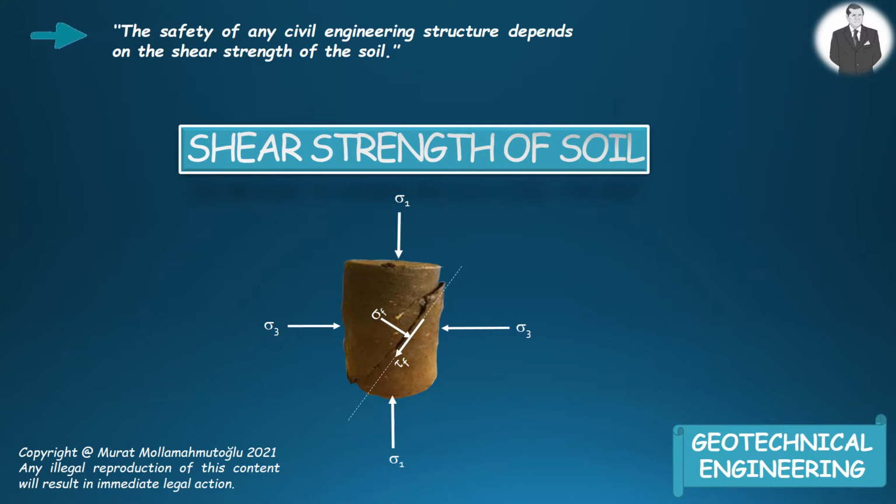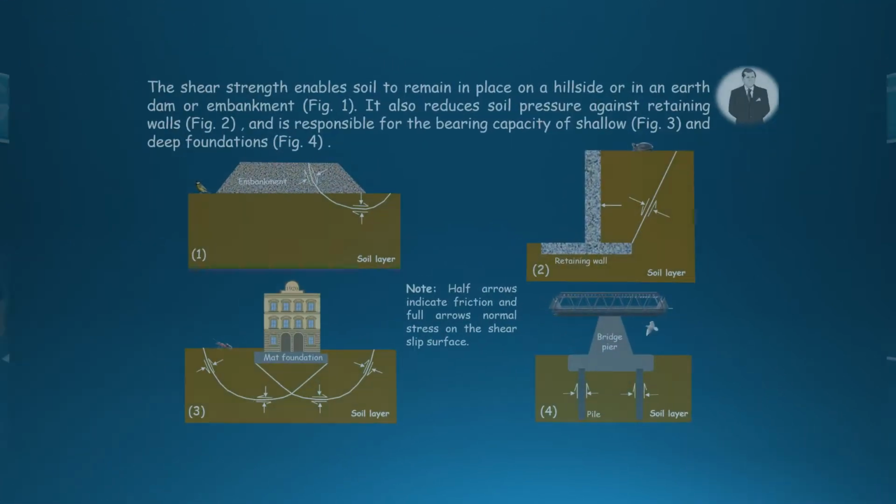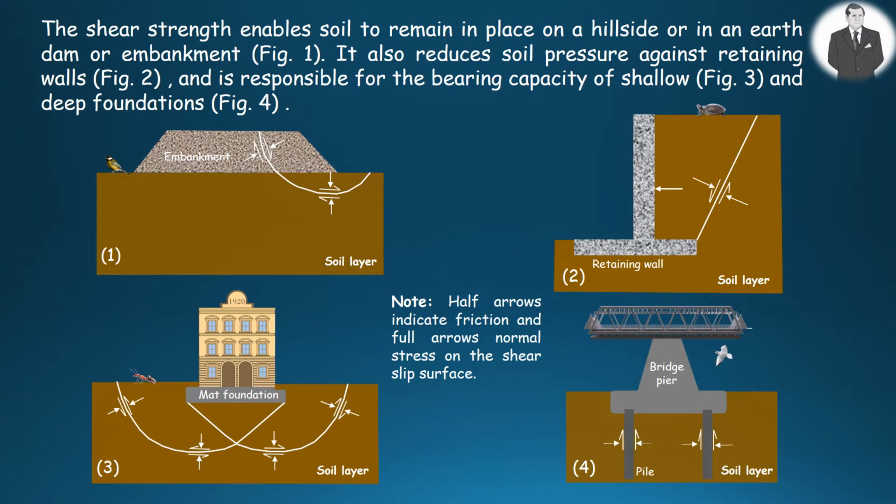In today's lecture, we're going to talk about the shear strength of soil. The shear strength permits soil to remain in its place on a hillside or in an earth dam or embankment, as illustrated in the figure. Additionally, it decreases soil pressure acting against a retaining wall, and it is responsible for the bearing capacity of shallow and deep foundations.